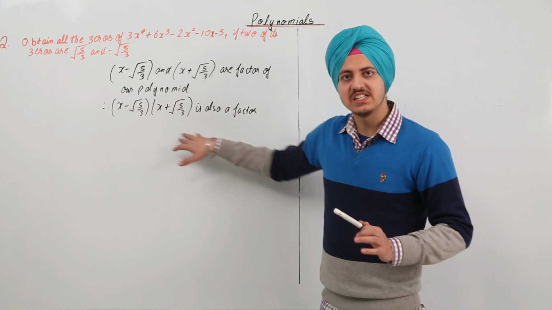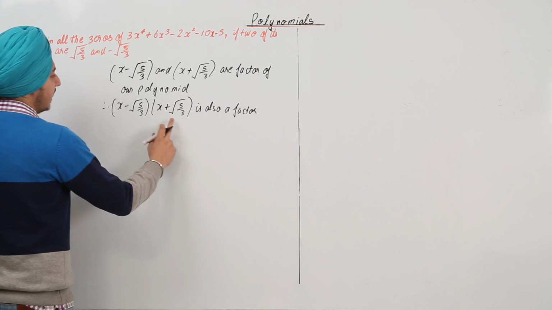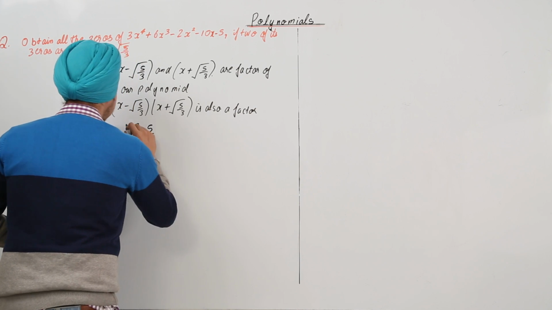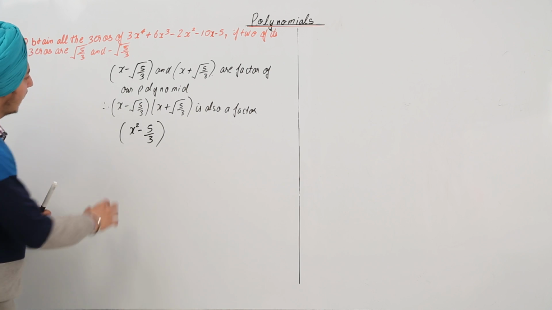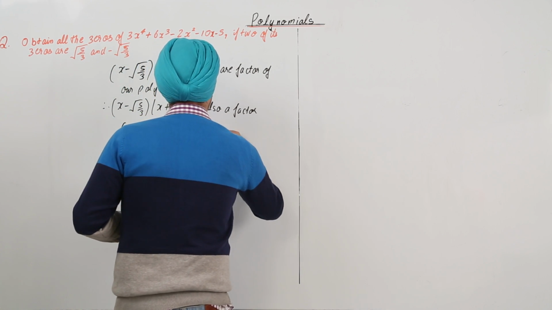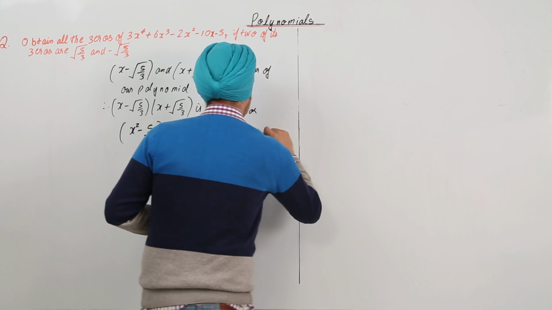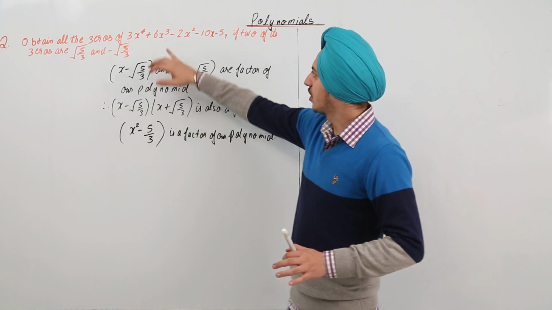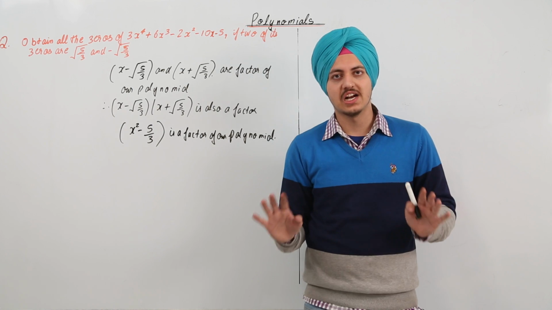Correct? Now if this is a factor, we just multiply it into a polynomial, that is (a + b)(a - b) is a^2 - b^2. So this becomes x^2 - 5/3. Now x^2 - 5/3 is a factor of our polynomial. Okay. Now we know that this is a factor. If we divide our polynomial with this, we will get the remainder as 0. Correct? That is what a factor is.